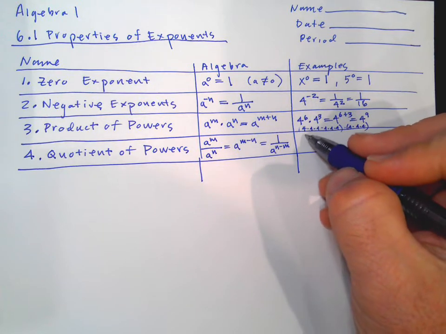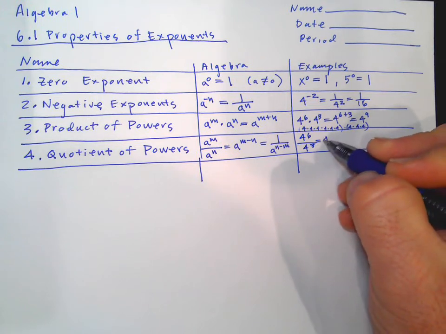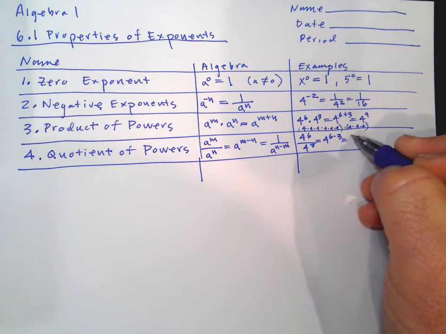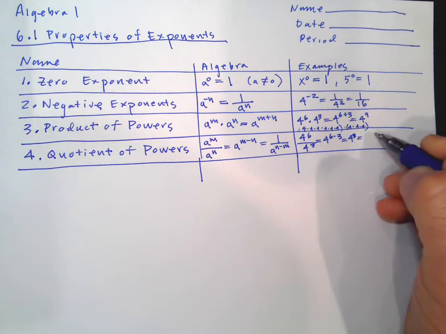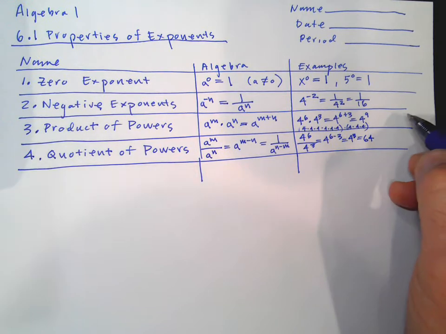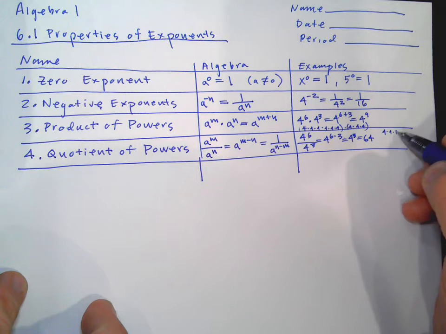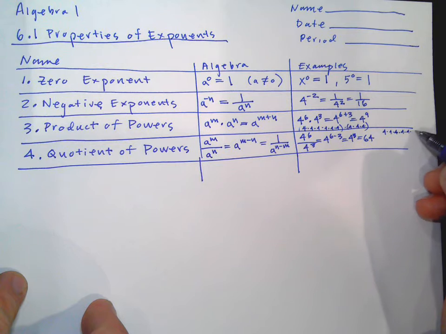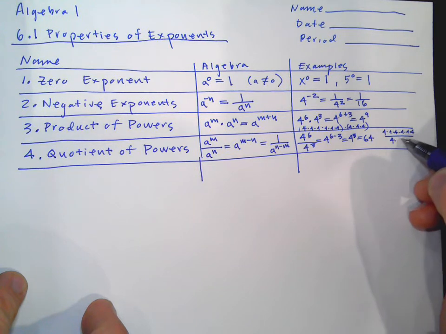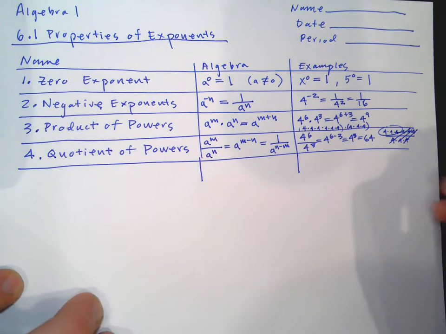So for instance, 4 to the 6th over 4 cubed would be 4 to the 6 minus 3, which is 4 to the third, which you could simplify. 4 times 4 is 16, times 4 is 64. Again, this is a really easy rule to prove. 4 to the 6 is 4 times 4 times 4 times 4 times 4 times 4 over 4 to the third, which is 4 times 4 times 4. You can reduce a pair of these 4s, pair of these 4s, pair of these 4s, and that's what's left. It's 4 to the third. So these are shortcuts.